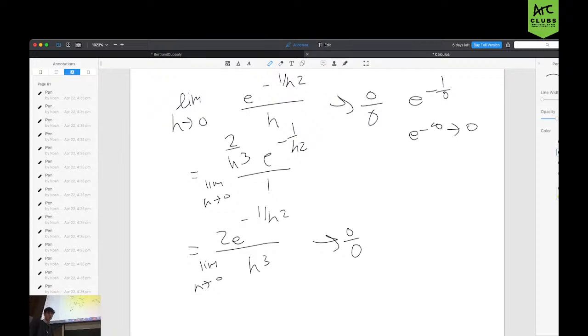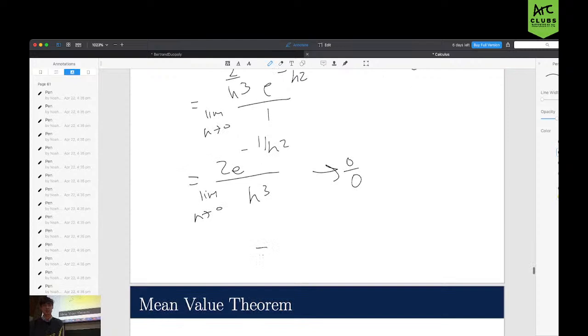If you think about what happens if you apply L'Hopital's rule again, you're actually going to get another function of the form, some constant times e to the negative 1 on h squared divided by h to the something, which is going to continually approach 0 over 0. So we'd have to use L'Hopital's rule again, and again, and again, and it's not going to take us anywhere. So we do have to go back to the drawing board because it's not going to work. We have to think of another method. So let's take another look at the question.